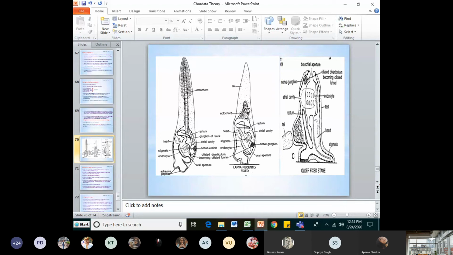Here the tail is fully grown, whereas in the recently fixed larva the head has started withdrawing its tail and associated structures, and some changes are also taking place. You can see these changes are very much visible. The endostyle is developing, it is taking perfect shape. Then there are stigmata; although the stigmata and the endostyle remain both in the larva as well as the adult, they are found in larger size as compared to the larva. And there are some other structures as well which are being modified.